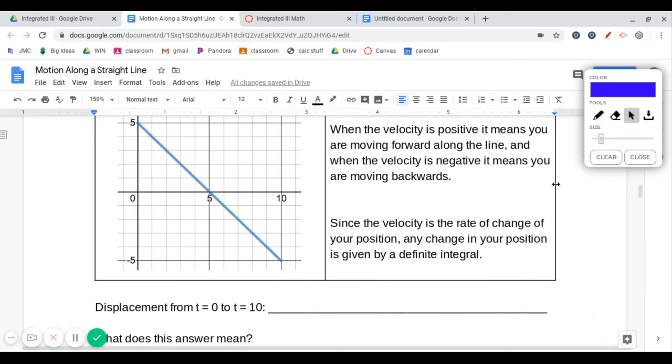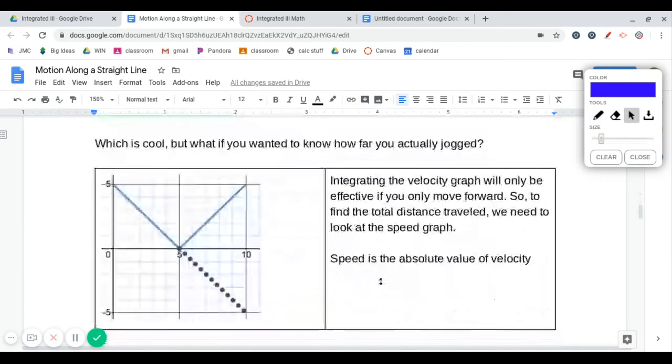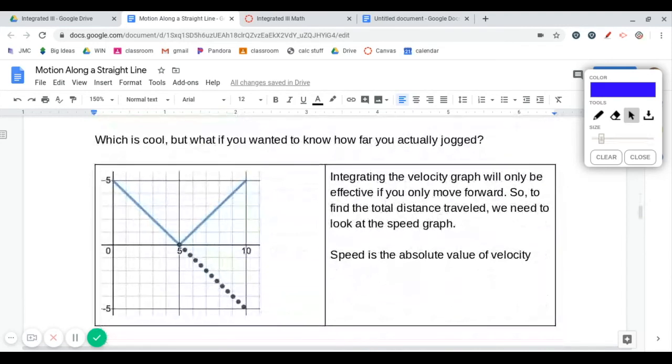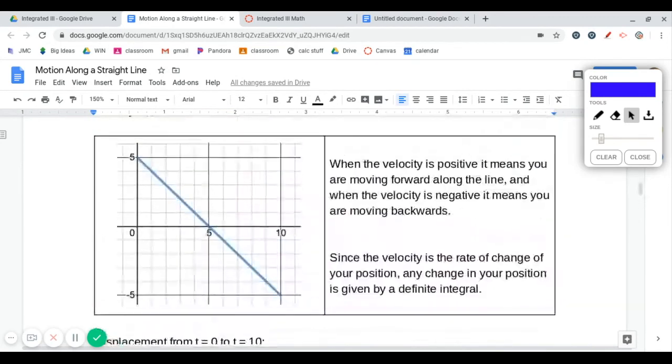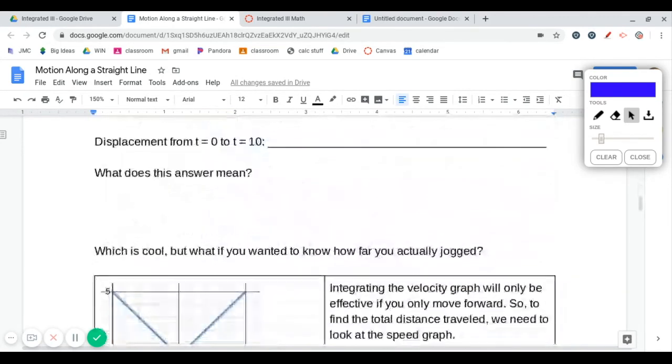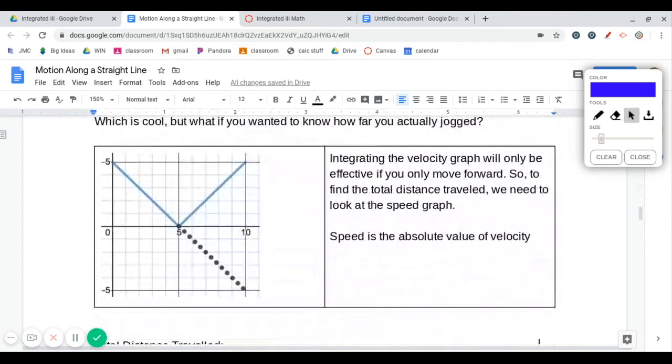Okay, let's keep going. Displacement's cool, but what if we wanted to know how far we actually jogged? Integral doesn't help. So how could we do it using calculus? Integrating the velocity graph is only effective for finding total distance if you only move forward, because then your velocity would always be positive. So we need to look at the speed graph, because speed is the absolute value of velocity. So it tells us how far we're traveling compared to time.